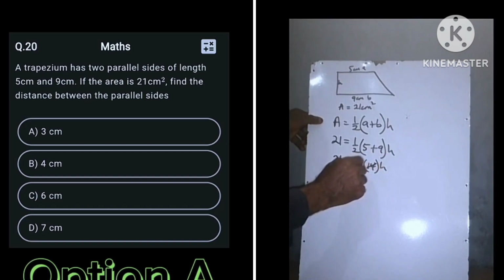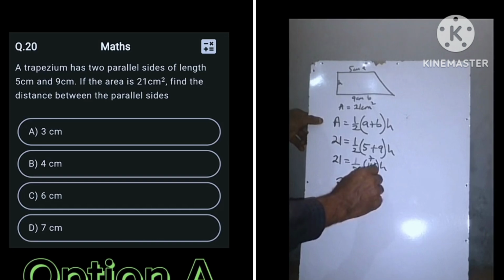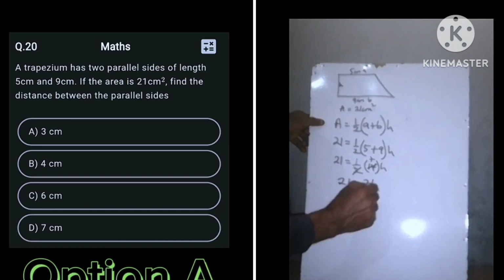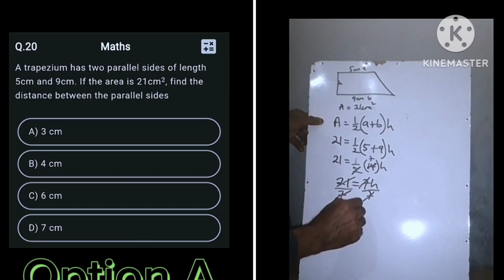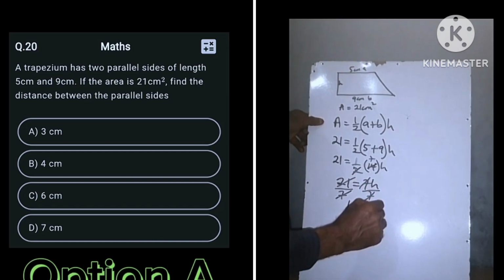So divide here by 2. Here will give us 7. So 21 is equals to 7H. At this point, we divide here by 7. Divide here by 7. This we cancel, this we cancel. So my H is equals to 3 centimeter.